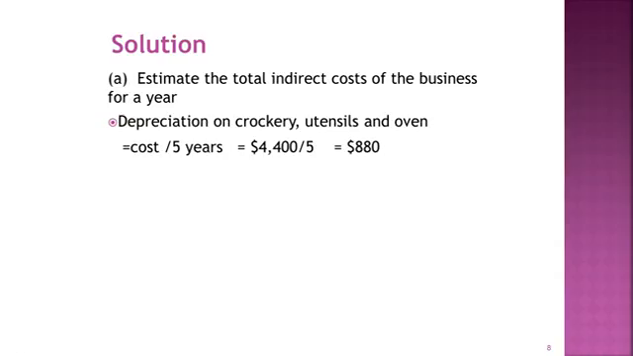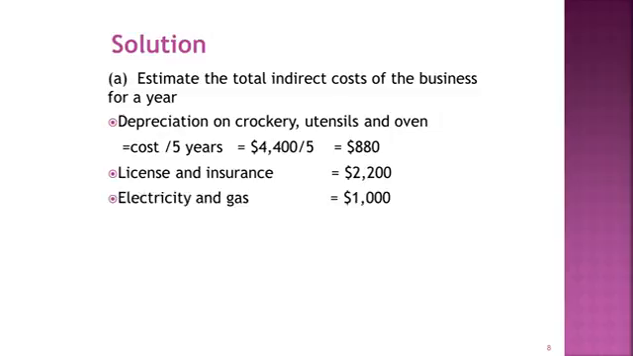The first thing that we do is estimate the total indirect cost of the business for a year. The crockery, utensils and oven are all reusable. The total cost for these, taken from the information that we had, is $4,400, and they're going to last 5 years. So we take $4,400 divided by 5. Depreciation on the crockery, utensils and oven is $880. The licence and insurance cost for a year is $2,200. The electricity and gas is $1,000. So the total estimated indirect cost for a year is $4,080.